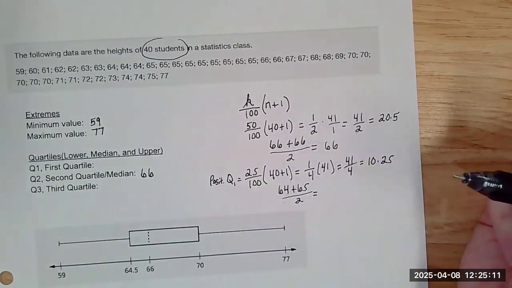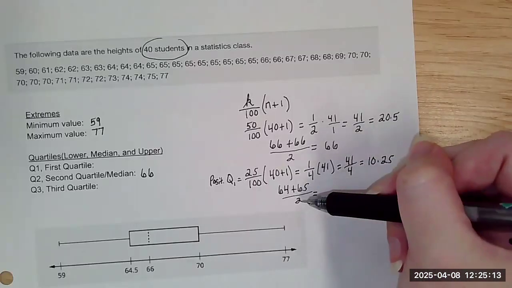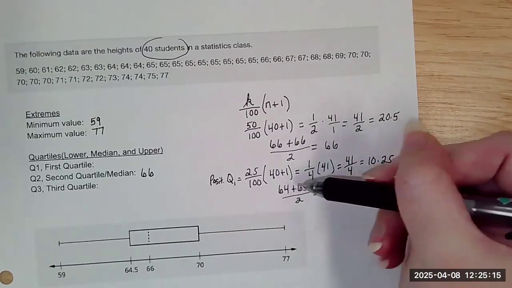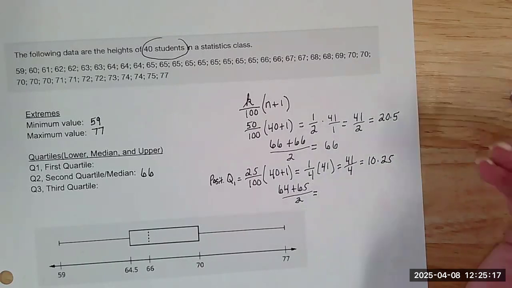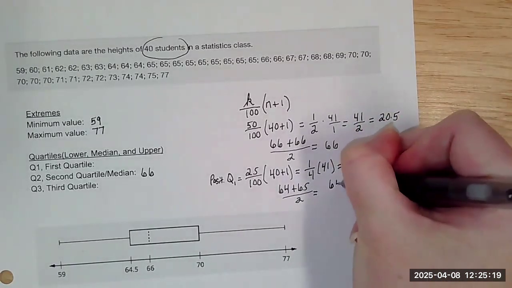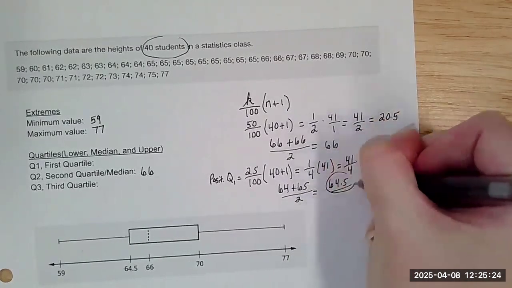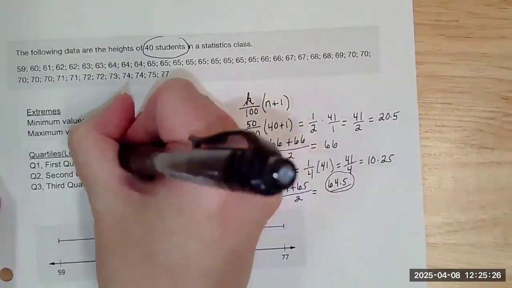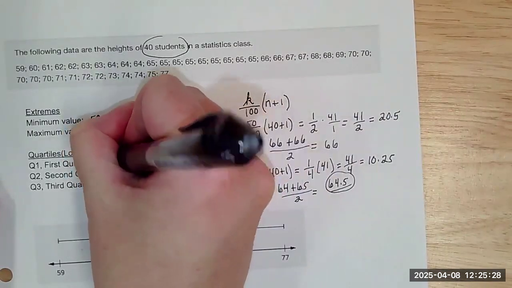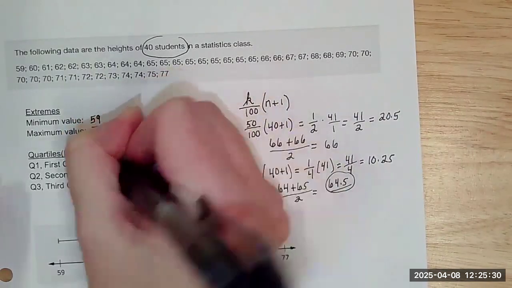64 plus 65, you actually don't need to do this calculation. If I'm dividing by 2, I'm asking you what's exactly in the middle of 64 and 65. Beautiful, 64.5. So you don't actually have to do the crazy calculation. So my first quartile is going to be 64.5.